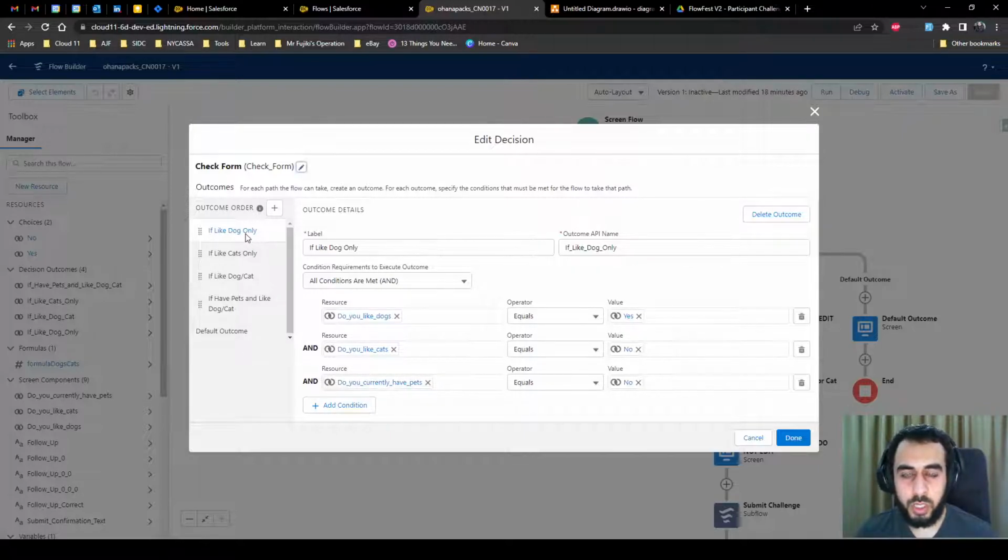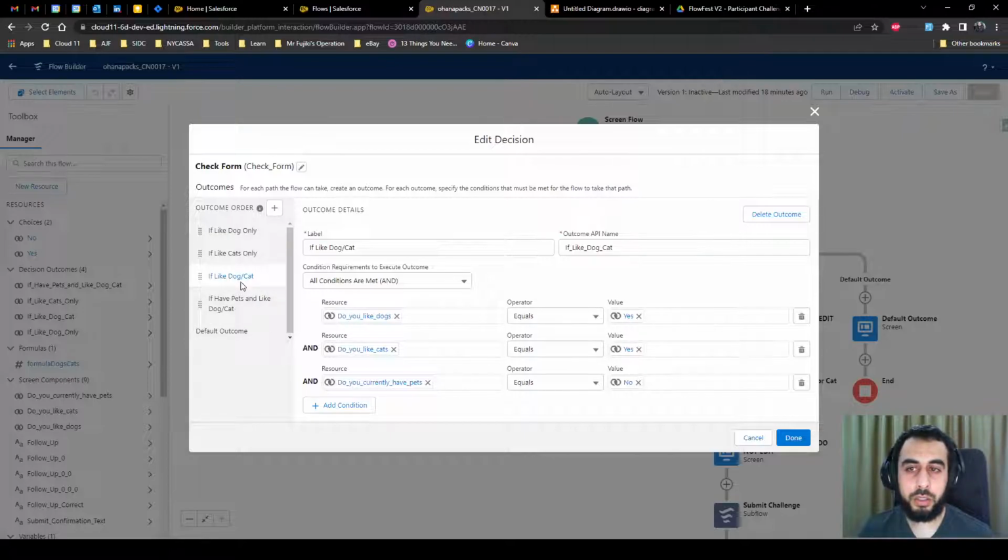So for dogs only, only here means they like dogs and they don't like cats. So the conditions are they like dogs, yes. They like cats, no. Do they have pets? No. For cats, similar. They like cats, yes. They like dogs, no. They have pets, no.